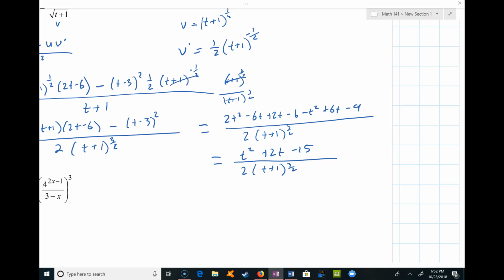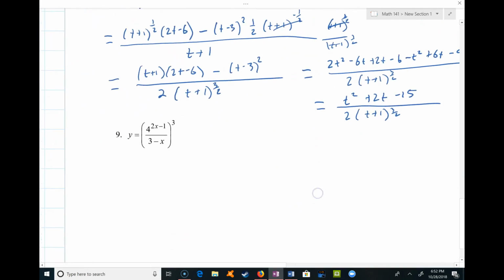All right. We got one more here. This is a quotient rule inside of a power rule. So let's just do it from the beginning. dy/dx, the outside's just something to the third power, so that'd be 3 times the something to the second power. Of course, the something is this. But then we'd have to take the derivative of the inside. The inside is going to be a quotient rule.